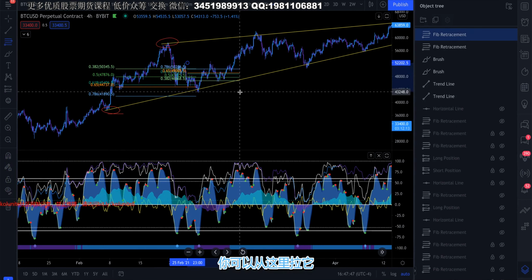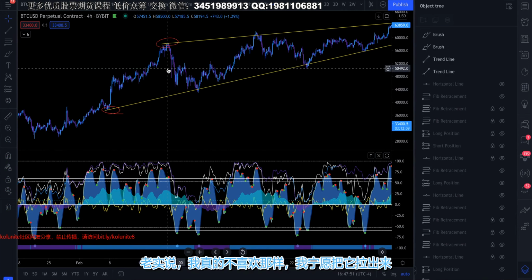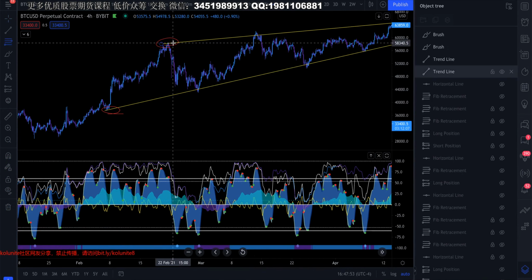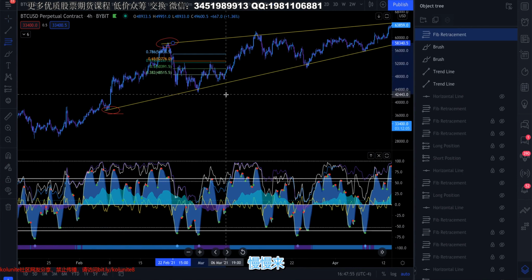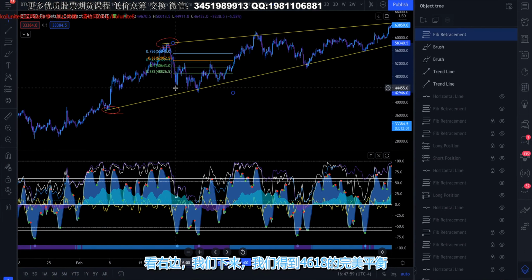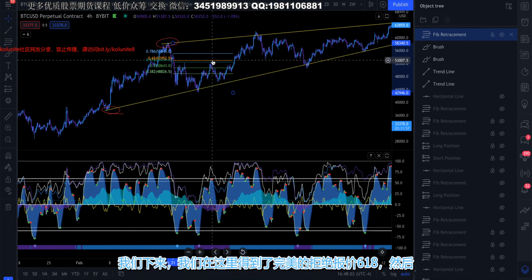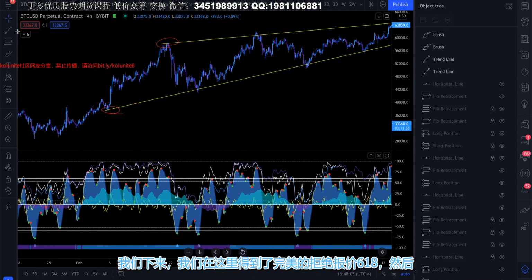reject from in the future? You could pull it from here. Honestly, I don't really like that. I would rather pull it from up here now to the low of the move. Look at this, right? We come down, we get the perfect bounce off our 618. We come down, we get the perfect rejection off our 618 up here.